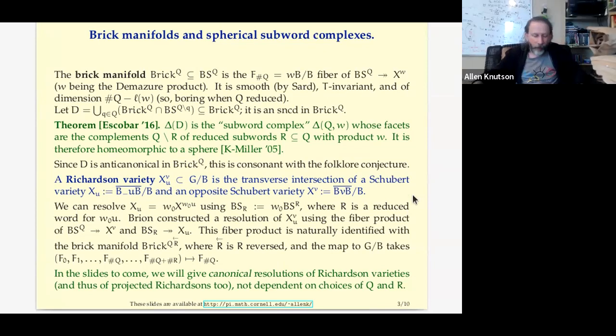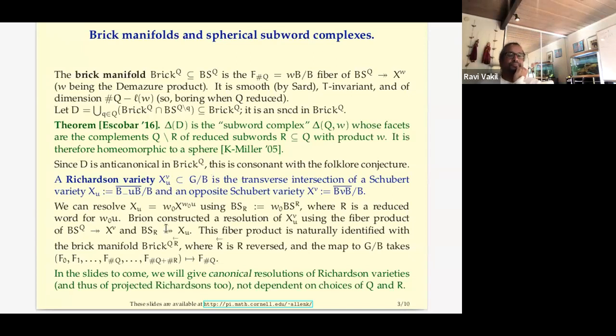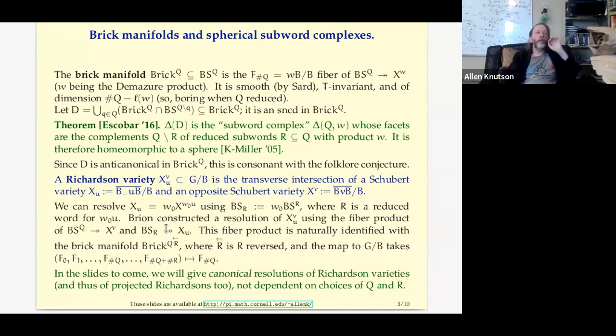I gotta be careful here with the word canonical. It's not a God-given resolution, okay? Because I used words, right? So if you fix U and V and you want to resolve this guy, you're gonna need to pick Q and R. And different Qs and Rs will get you different manifolds. Excellent. Great. Thanks. So it's not a God-given resolution.